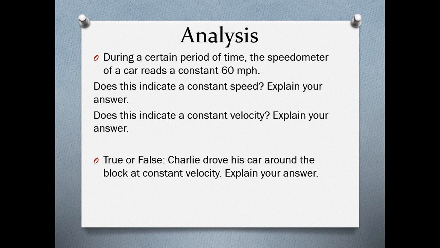And next one, we have true or false. Charlie drove his car around the block at a constant velocity. Explain your answer. Well, let's imagine that we're talking about the block that is around your house. You can imagine the path that it is going to follow. It starts in your house and it finishes in your house, which means that it will be turning around. So does it have a constant velocity? Well, that will be false. Because remember, constant velocity means that it has the same speed and the same direction. And if the car is turning around in order to go back to the same spot where it started, then it will not have a constant velocity because it is changing its direction. Okay?